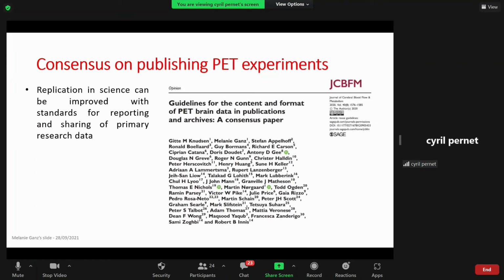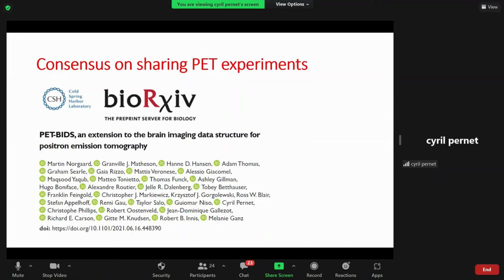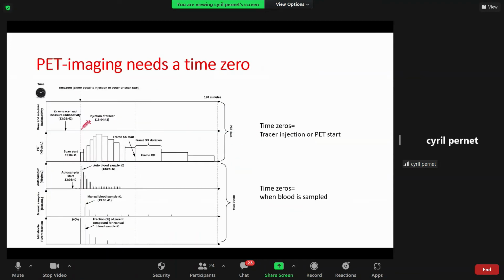Also, there is a more recent consensus on how you're going to archive and name files. And this gives rise to the PET-BEAD extension, which I think is still in revision. Compared to other scans, the main thing you have in PET imaging is you need this zero time, which corresponds not necessarily to the start of the scan.